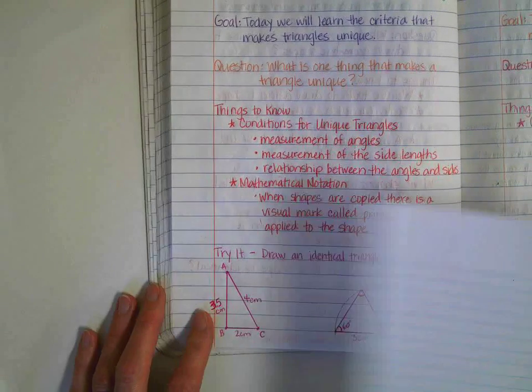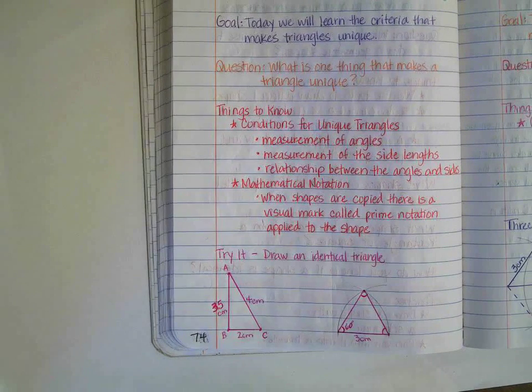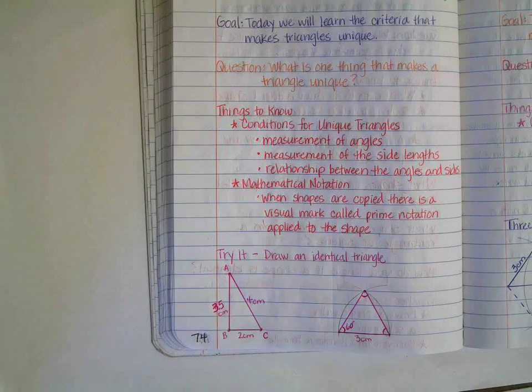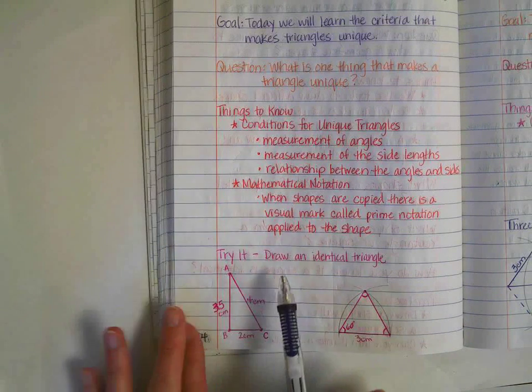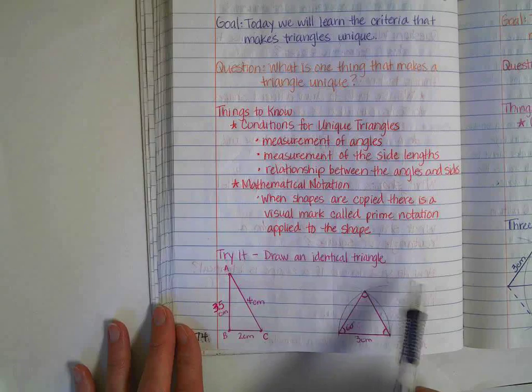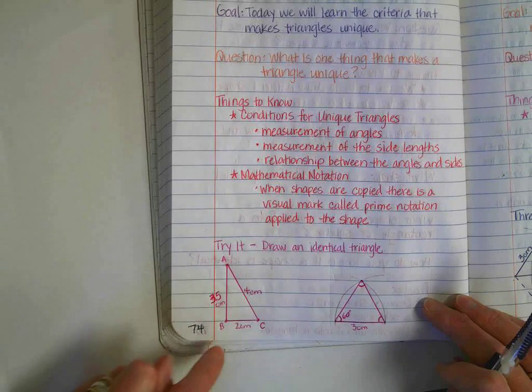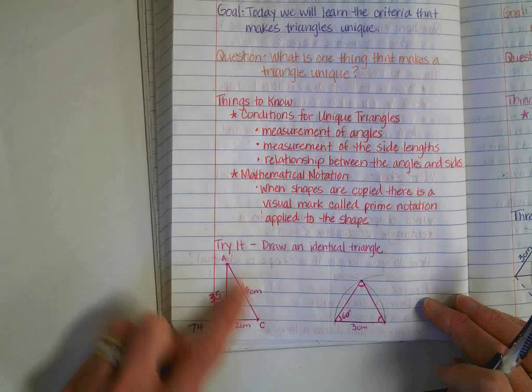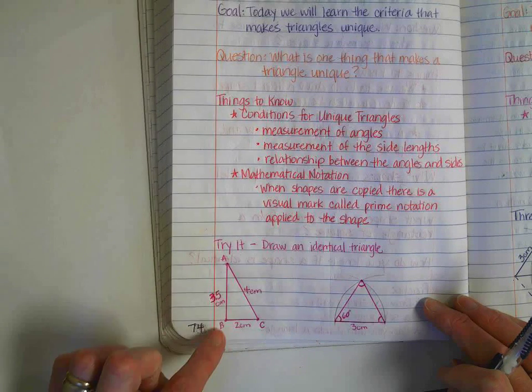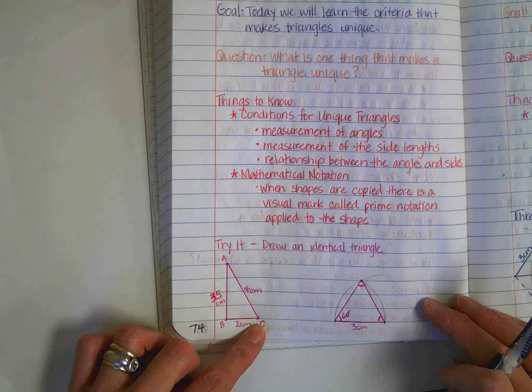The first thing I would like you to try is two problems. It says, try it, draw an identical triangle. The triangle that I want you to draw an identical triangle to is this triangle right here. So we're going to make a copy of triangle ABC.